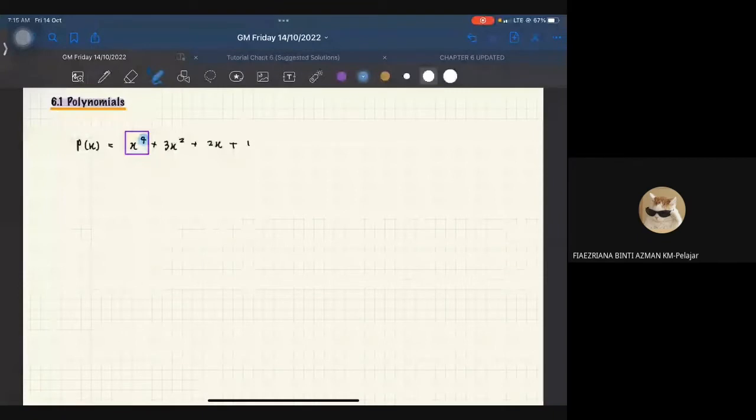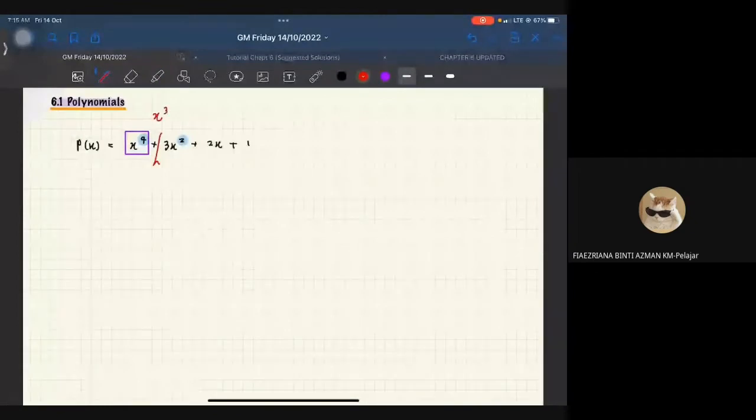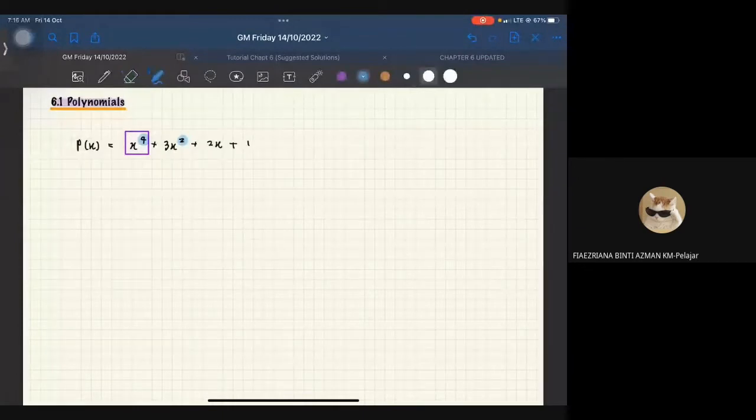So, lepas daripada 4, dia turun pergi ke 2. So, dia tak semestinya kena ada 3 juga. Maksud saya dekat sini, saya tak ada dekat tengah-tengah ni something yang kuasa 3. Let's say kita ada x kuasa 3. Okay? So, tak semestinya dia mesti ada all the power, power 4, power 3, power 2, power 1, power 0 to make it a polynomial. Okay, asalkan kita punya x tu, power dia positif dan dia mesti integer. So, itu adalah polynomial. Okay, so, yang ni saya padam.